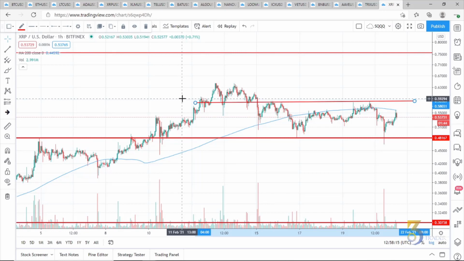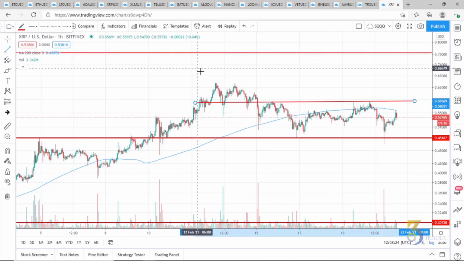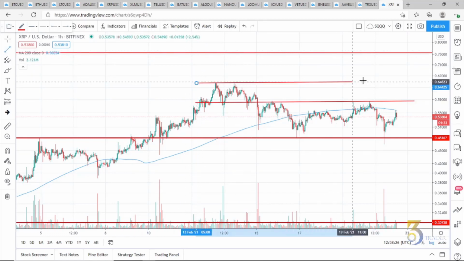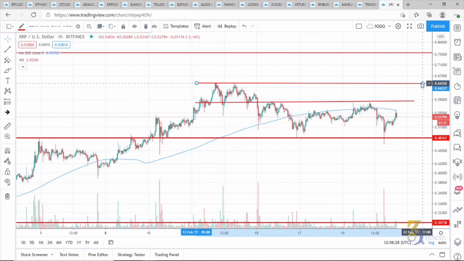Drop down to the weekly. Then drop down to the hourly. Then drop down to the daily. And start slapping these horizontal price resistance areas. Now we have a new one here for XRP, which I can draw right here.